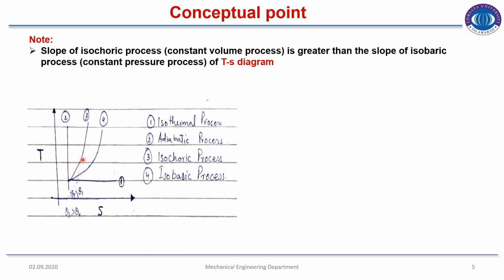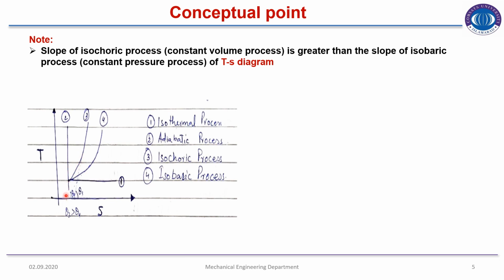Now consider that you are given a TS diagram and 2 random sloped lines are represented to you, and it is not mentioned which process is which. You are asked to classify which is an isochoric process and which is an isobaric process. Here is a step written for you: the slope of the isochoric process is greater than the slope of the isobaric process on the TS diagram. Then you will calculate or measure the slope.